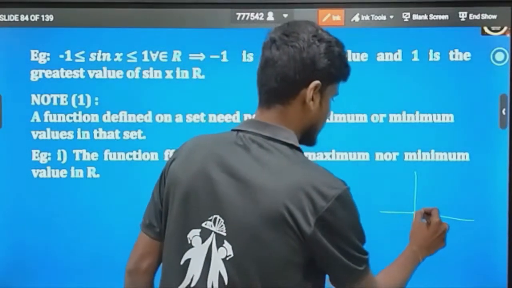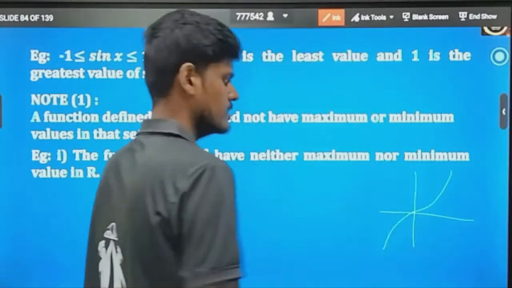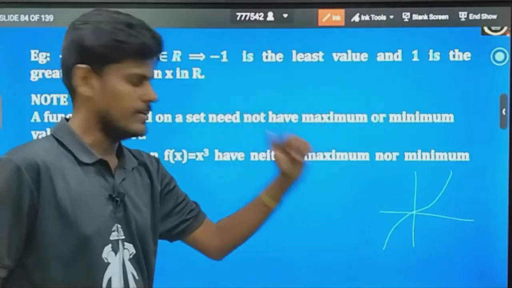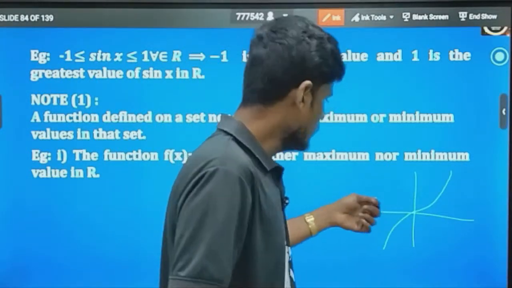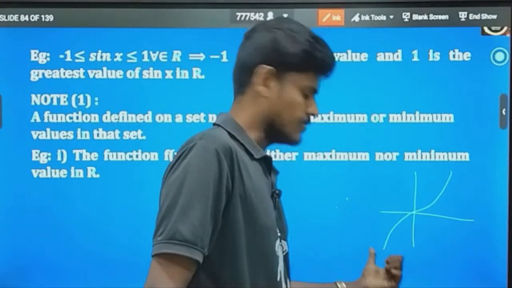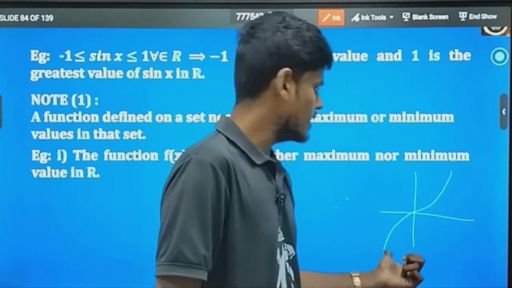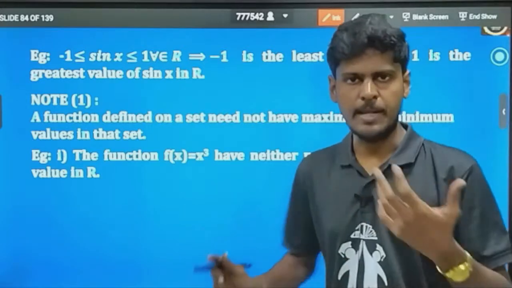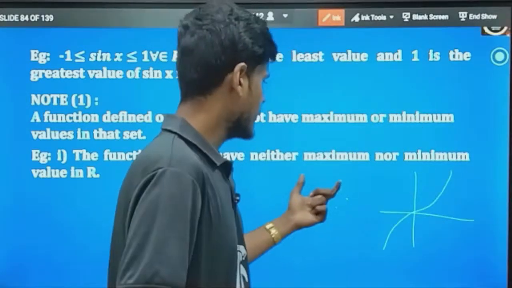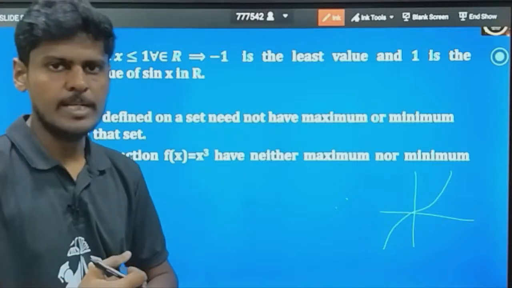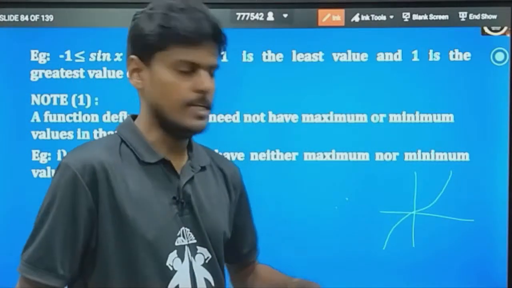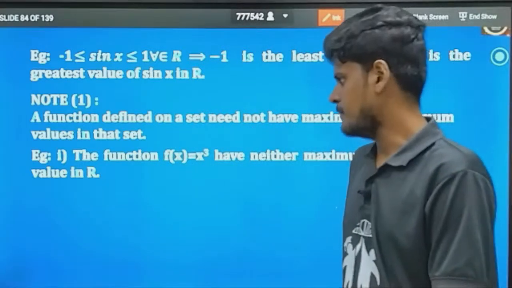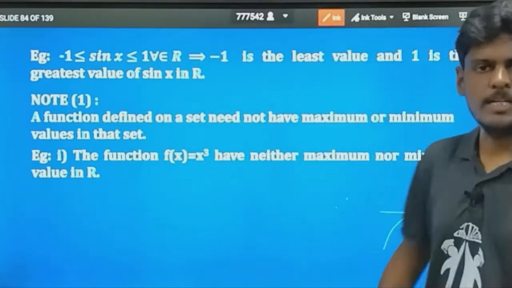The x cube graph will be like this, and in the interval R, in all the real numbers, when we consider what is the minimum most value, at -infinity f of x is minimum, and that is -infinity. And what is -infinity? It is actually an undefined value. As we don't have any finite number that quantifies this, we will take that the global minimum value does not exist. Similarly, what is the maximum value? Again it will be infinity. So that is not a defined number. So that means global maximum does not exist.